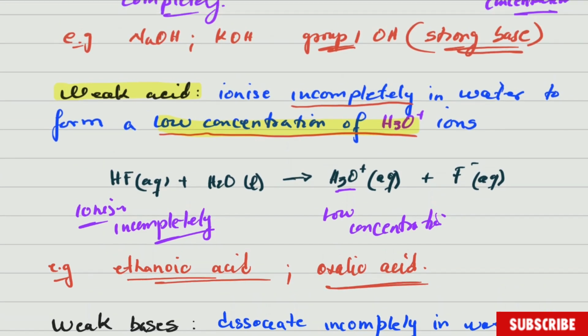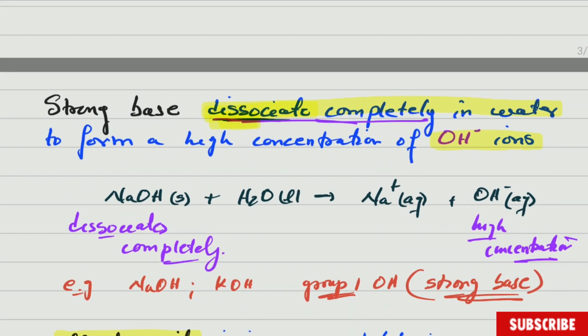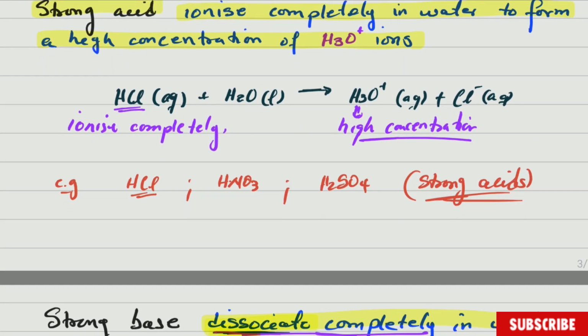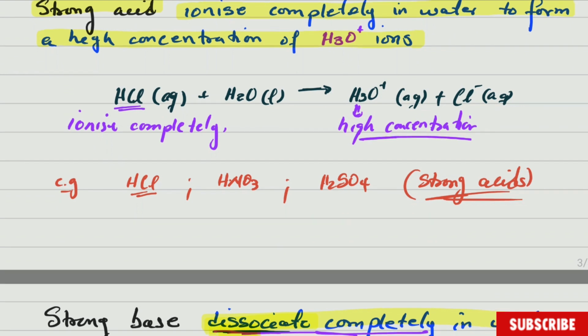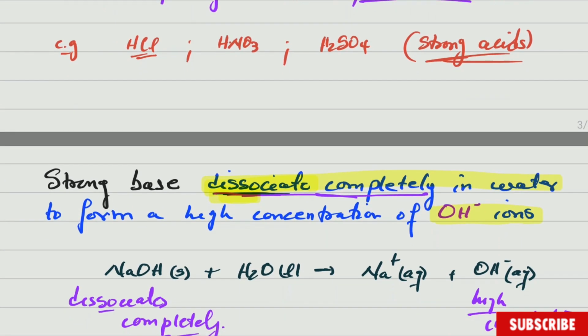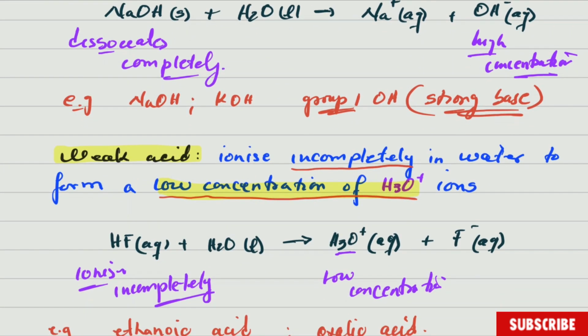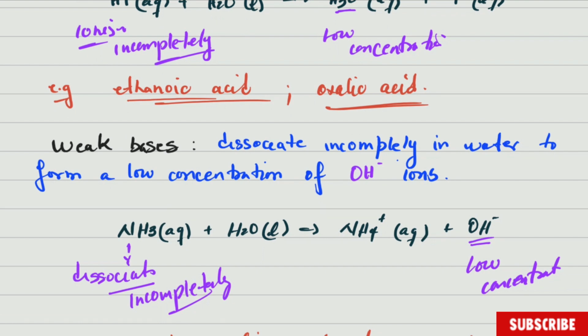But guys, these are the first four important definitions we have here. Strong acid, which ionizes completely in water to form a high concentration of H3O plus. Strong base dissociates completely in water to form a high concentration of OH ions. We have weak acids and we have weak bases. Remember, weak bases dissociate incompletely to form a low concentration of OH ions. So those are the four important concepts here.